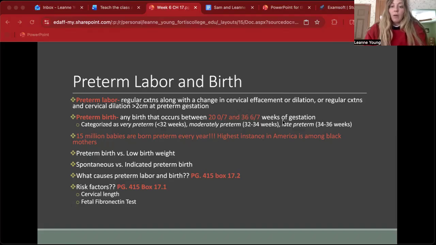Okay. What is an indicated preterm birth? An indicated preterm birth occurs to resolve maternal or fetal risk related to the pregnancy. Okay, this is something that medically has been indicated. So, mom has uncontrollable gestational diabetes. It has led to gestational hypertension, which has developed to preeclampsia, and she becomes eclamptic.